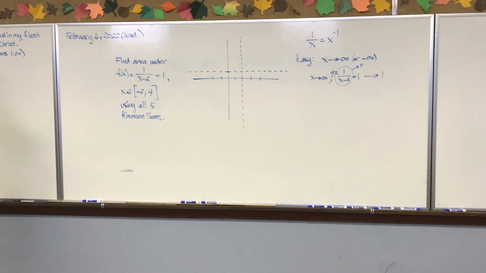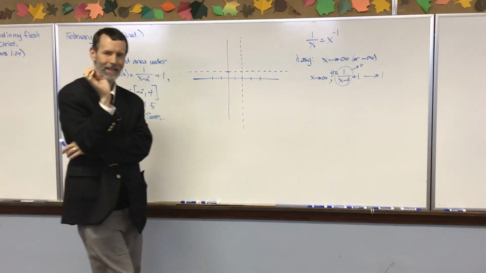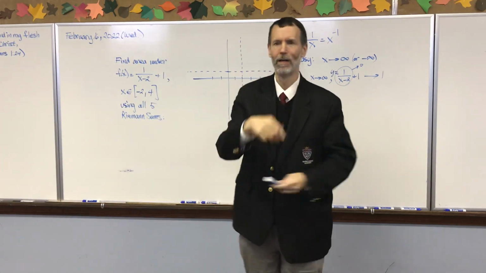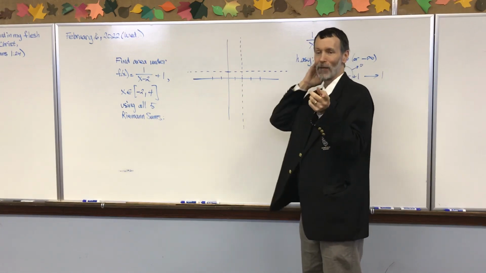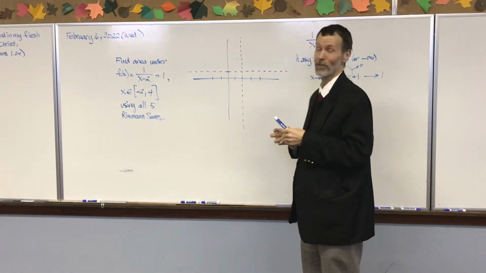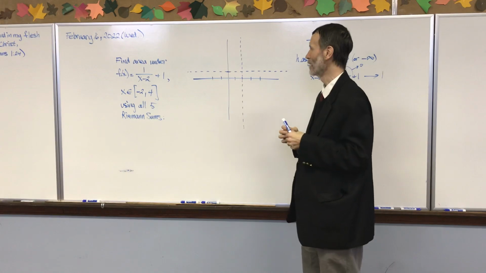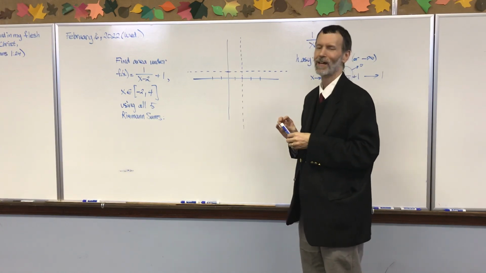How do you find any other points? At this point, no pun intended, there is no real sneaky way to do it. How do you graph anything that you've never seen before? Is there a y-intercept? How do you find a y-intercept? Set x to 0. Do it.